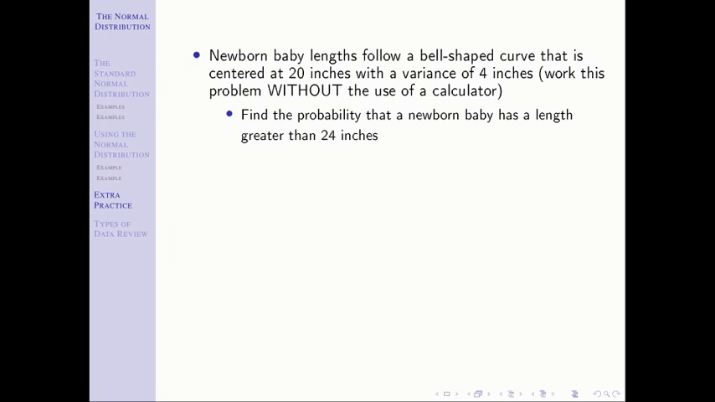Chapter 6 extra practice, a few extra problems for us to work through here. I encourage you to work through these on your own. See if you can do this without the video's help. If you can't, that's okay. Just make sure we're getting the right practice we need and try to push yourself a little bit.